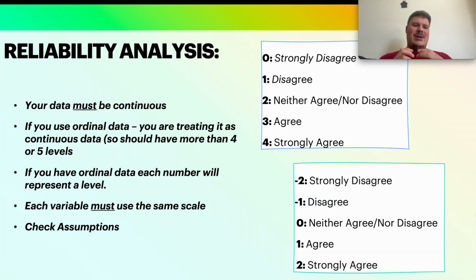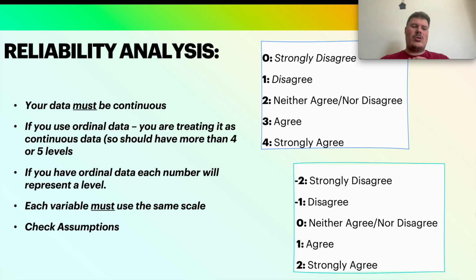When you run a reliability analysis, your data must meet a number of assumptions. So first, your data must be continuous type data, so it's numbers. There are many cases where you will be using ordinal data, but you're making an assumption that your ordinal data is continuous and you're treating it as such. So if you have scales that are below 4 or 5 levels, you probably shouldn't be using a reliability analysis.